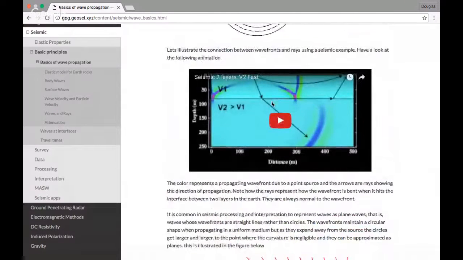What I'd now like to do is to show you a little movie clip that's going to show you how things propagate as a function of time. So what's going to happen here? We're looking at a cross section. So this is depth into the earth, right? And this is distance along here.